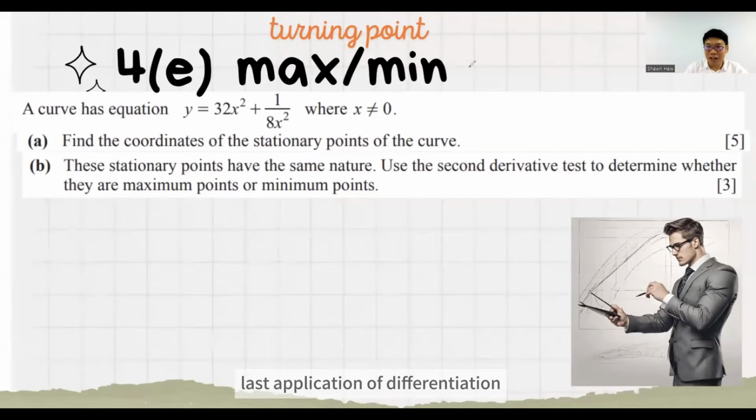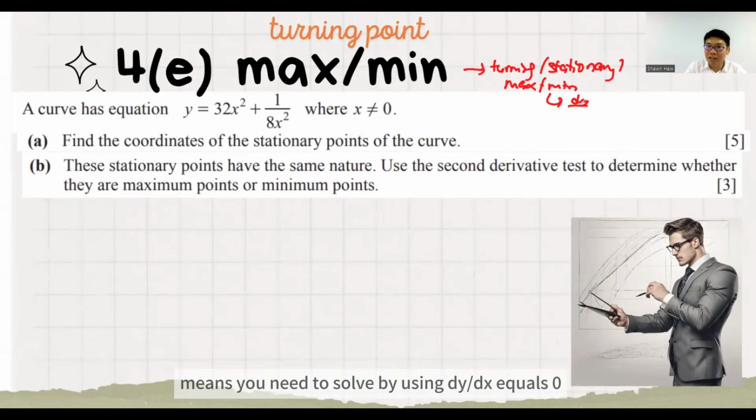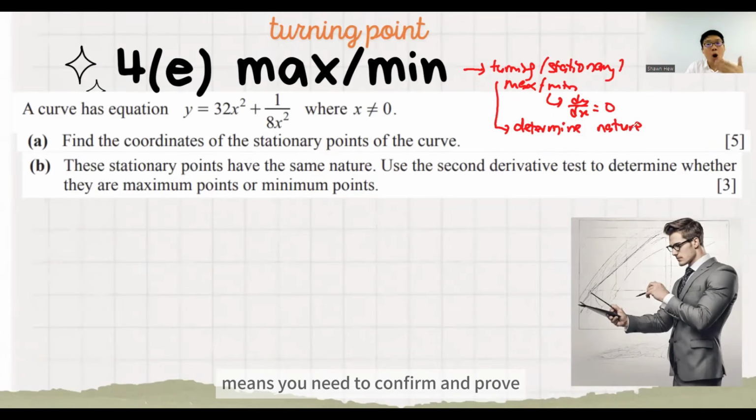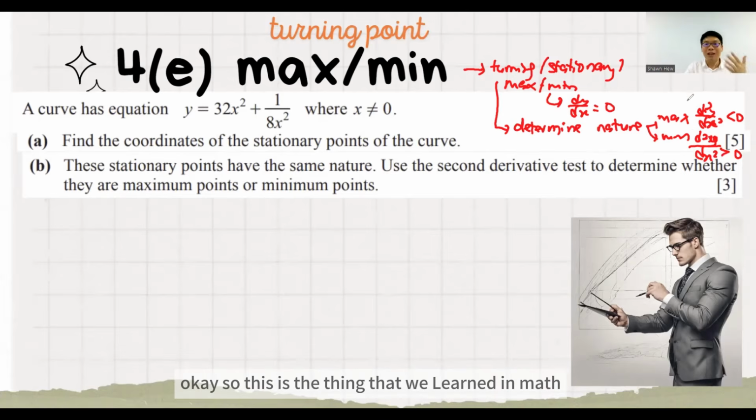Okay, the last application of differentiation is max or min, in 2 parts. The first part we already learned in maths, which is how to find the turning point or stationary point, max point or min point. Whenever they tell you to find these, you need to solve by using dy dx equals 0, and then usually they will continue to ask you to determine the nature. It means you need to confirm and prove whether it is max or min. We do this by d2y dx squared. If it's less than 0, then it's max. If it's more than 0, then it's min. This is what we learned in maths.